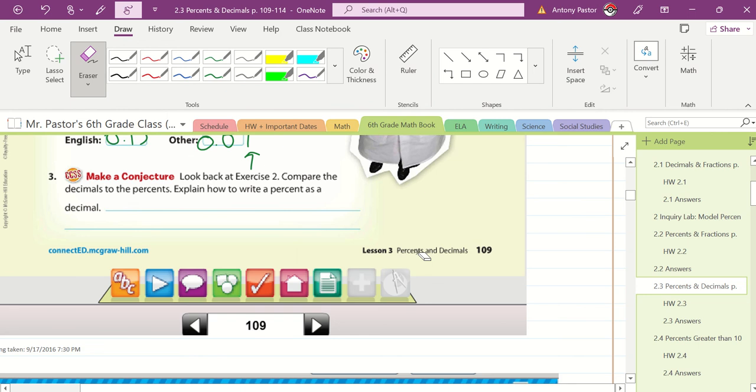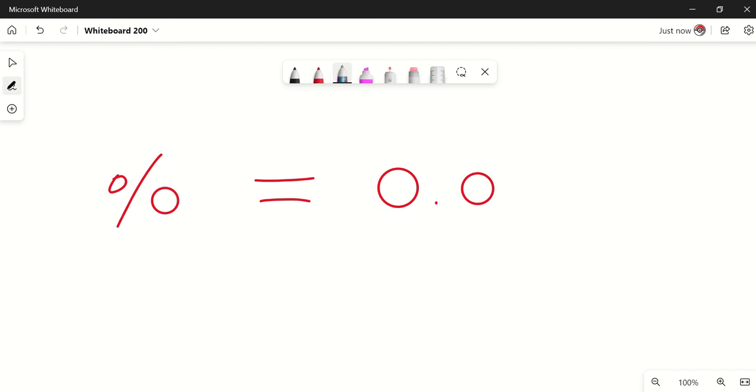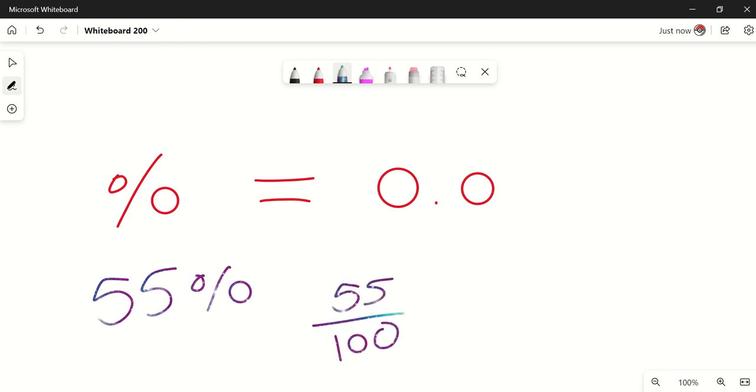Look back at exercise 2, compare the decimals to the percents, explain how to write a percent as a decimal. So again, like we reviewed at the beginning, a percent as a decimal, so I'm going to put 0.0 as our decimal representation, is basically just when you have a percentage. So say we have 55%. As a fraction, we would put 55 over 100. We learned that last lesson.